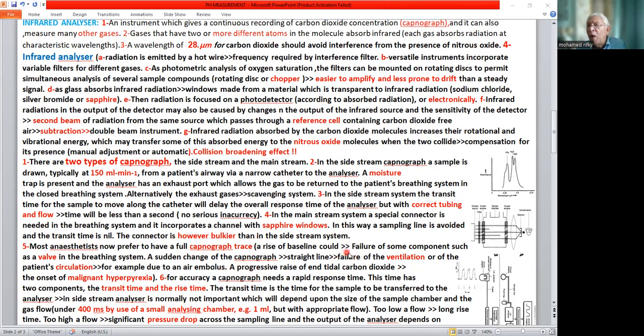Of course, it's better to have a tracing of the capnogram, not just a figure of it. Otherwise, we will find difficulty discovering pulmonary embolism in case of a sudden decrease in the amount of CO2, or a hyperactive situation where the CO2 is increased, such as malignant hyperpyrexia.